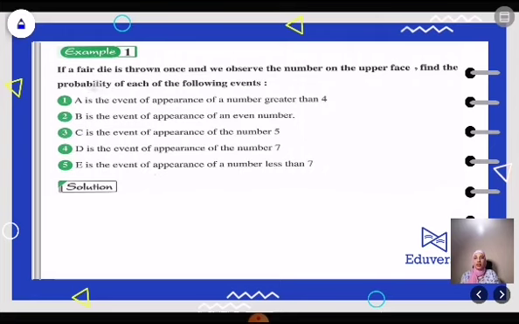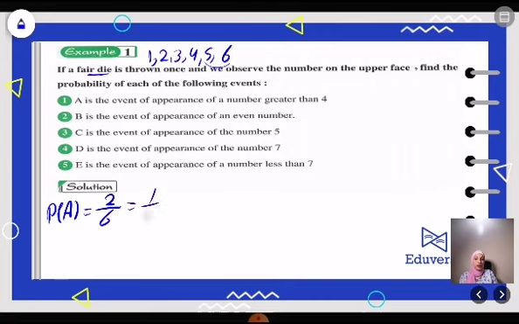The first example here: a fair die is thrown once and we observe the number on the upper face. Find the probability of each of the following events. First event, the probability of A. A is the event of appearance of a number greater than 4. A fair die means all the numbers here are 1, 2, 3, 4, 5, and 6. A number greater than 4, I have only 2 numbers. So it will be 2 out of the total, which is 6. Simplifying it, it will be 1 out of 3. And this is number 1.